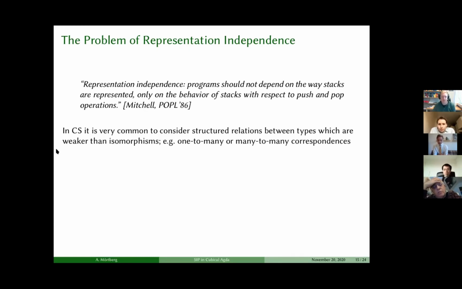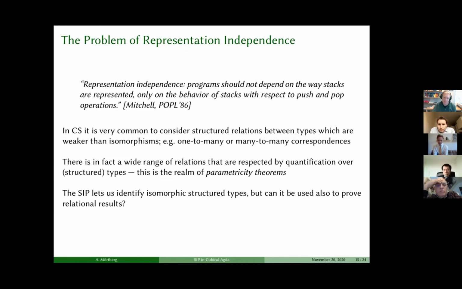So in computer science, it's very common to consider structured relations between types, which are weaker than isomorphism. So we'll see an example on the next slide. There's plenty of one-to-many and many-to-many correspondences there.